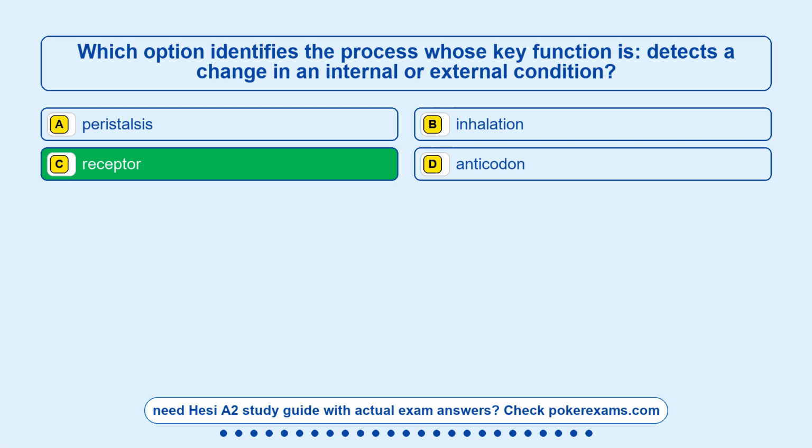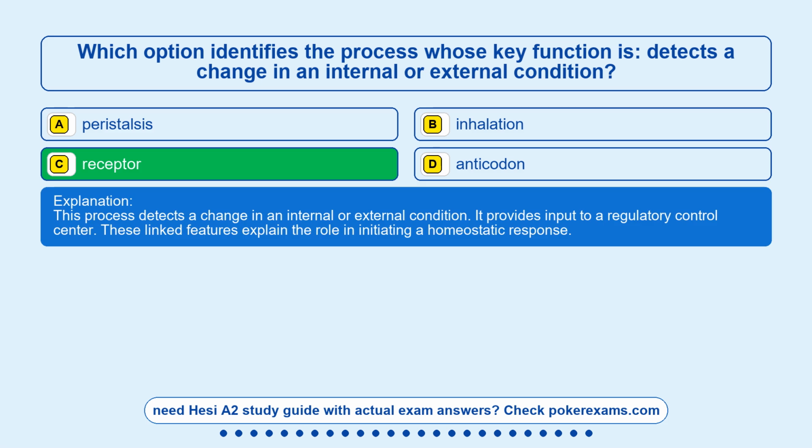The correct answer is option C, receptor. This process detects a change in an internal or external condition. It provides input to a regulatory control center. These linked features explain the role in initiating a homeostatic response.